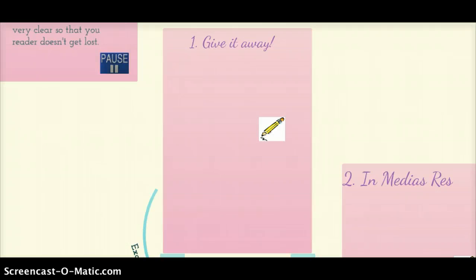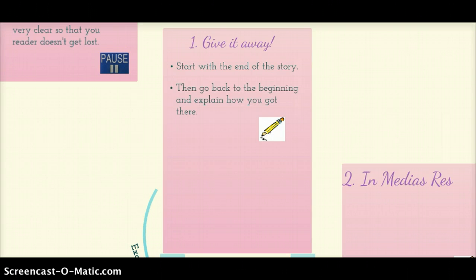Okay, so our first example of looking at things in a nonlinear way, we're going to call it giving it away. This is where you actually start with the end of the story. Then you go back to the beginning and explain how you got there. Now that may seem a little bit counterintuitive. Nobody wants you to give it away, but there are some times where that can be very effective. Here's some tips and tricks for making it work.